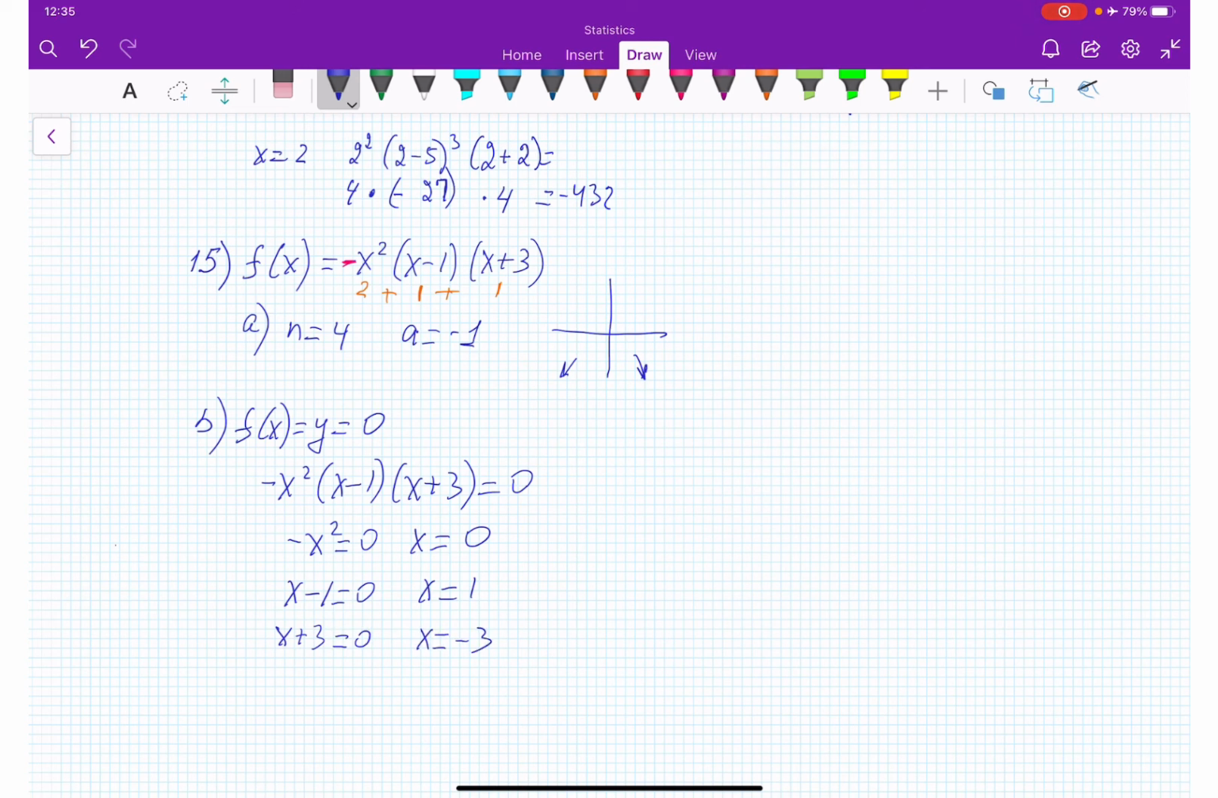Let's move to multiplicity. Multiplicity for this one is 2, which means turning point. For this one is 1, right? For this one also 1. All right, so let's draw the graph.